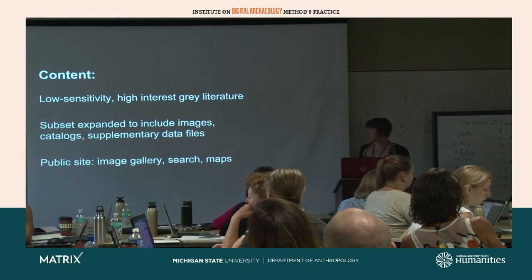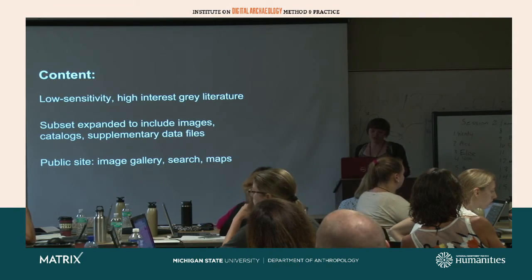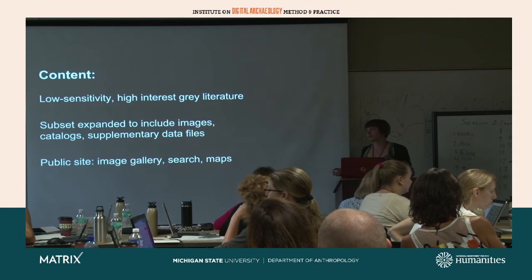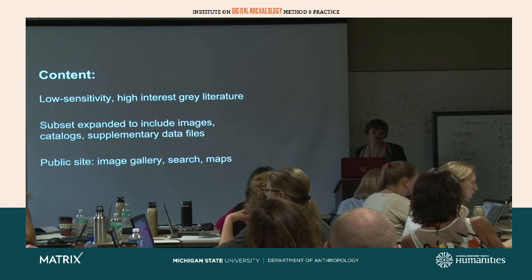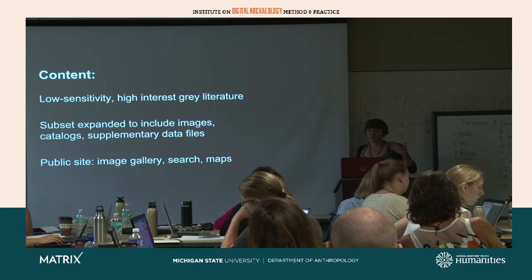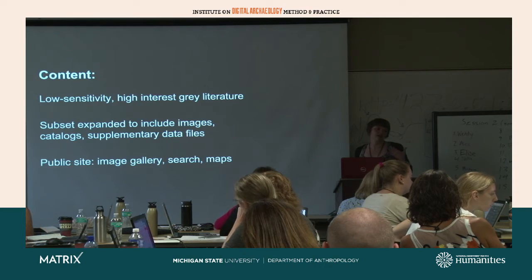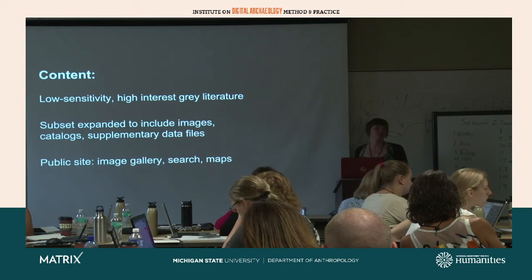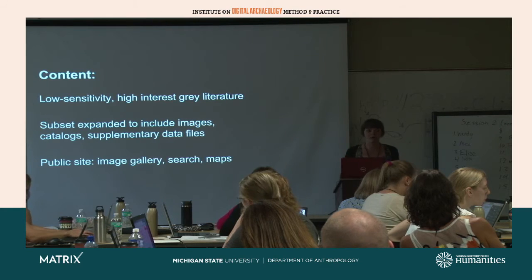So the content will mainly be a subset of our massive collection of information that we've got right now. So I'm going to focus on low sensitivity, high interest gray literature, and then also maybe include images and catalog supplementary data as appropriate, as sort of a proof of concept. And then the public site will hopefully include image gallery, search, maps, things of that sort, web maps.